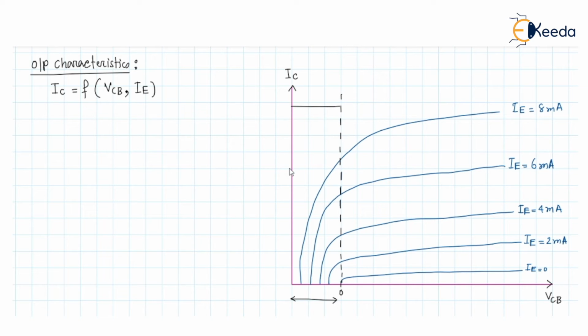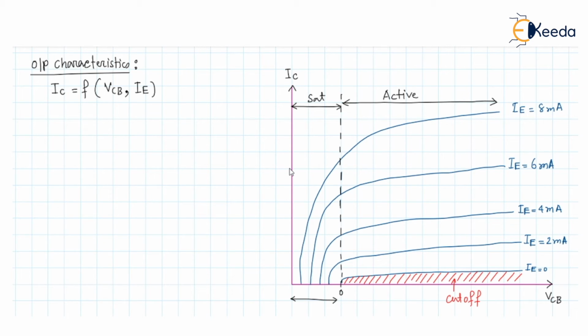This region is called the saturation region, and this region is called the active region, and below here, this shaded region, the output current is nearly equal to 0. That's why it is the cutoff region.